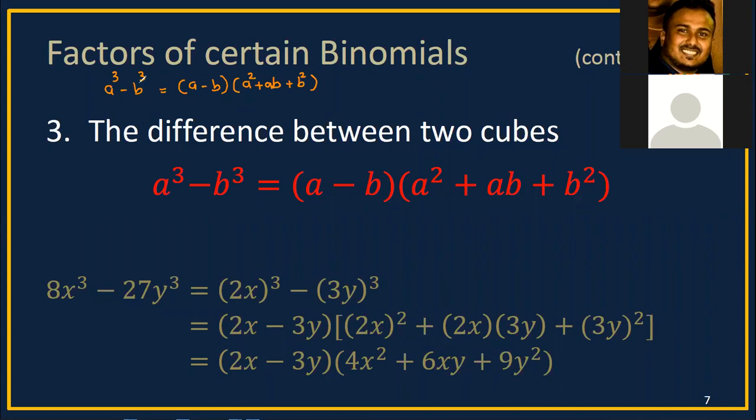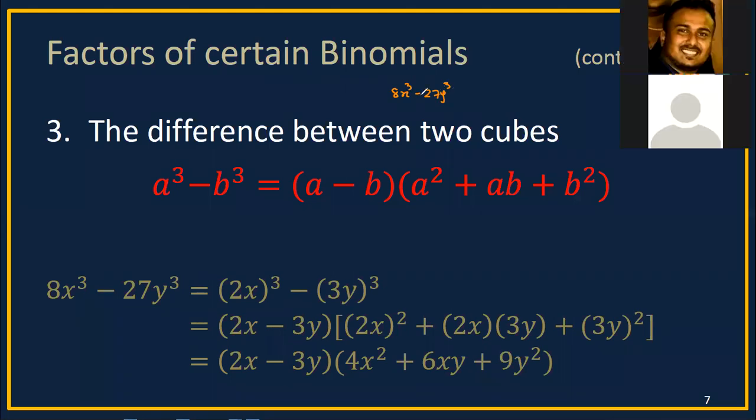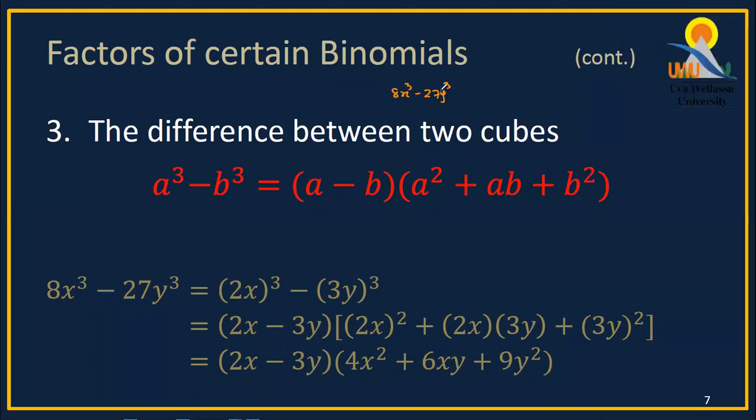Then you have to take the square term of the latter base. Now we will consider an example related to this. Here it is given as 8x cube minus 27y cube. You can see that we have x cube as well as y cube, but we do not have a cubic term for these two numbers.